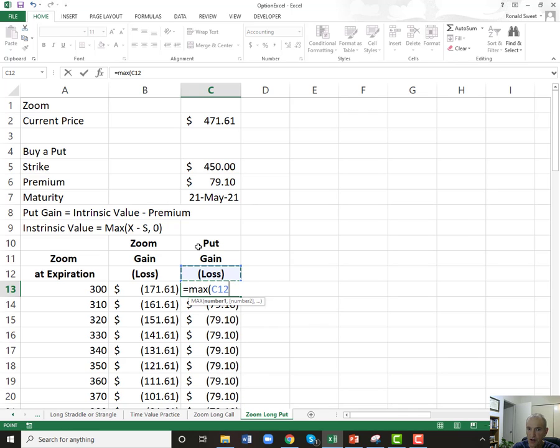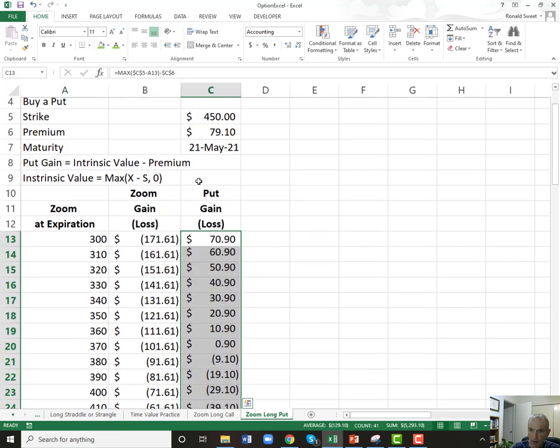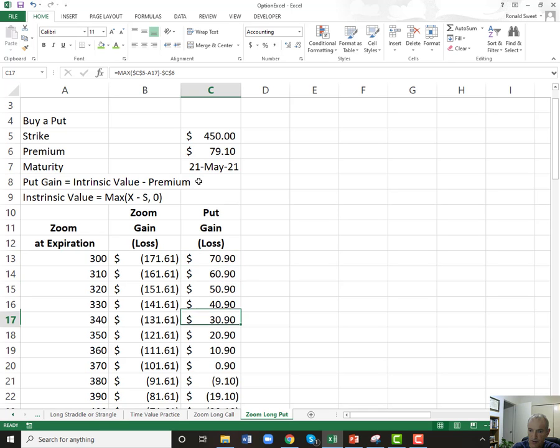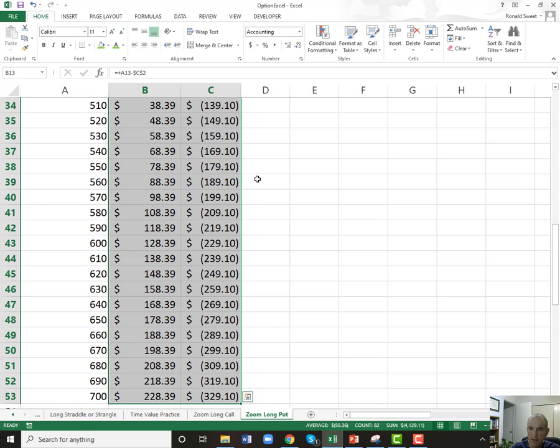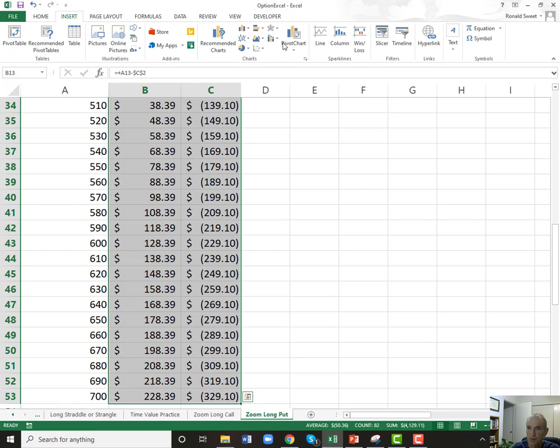And remember, here we start with the strike. Got to lock that in, minus the stock. So that's a lot. That's $150 minus what we had to pay on the premium. So if the stock price falls, we make a lot of money. But as it starts to rise, we start losing money. But it's really amazing how expensive Zoom's options are.